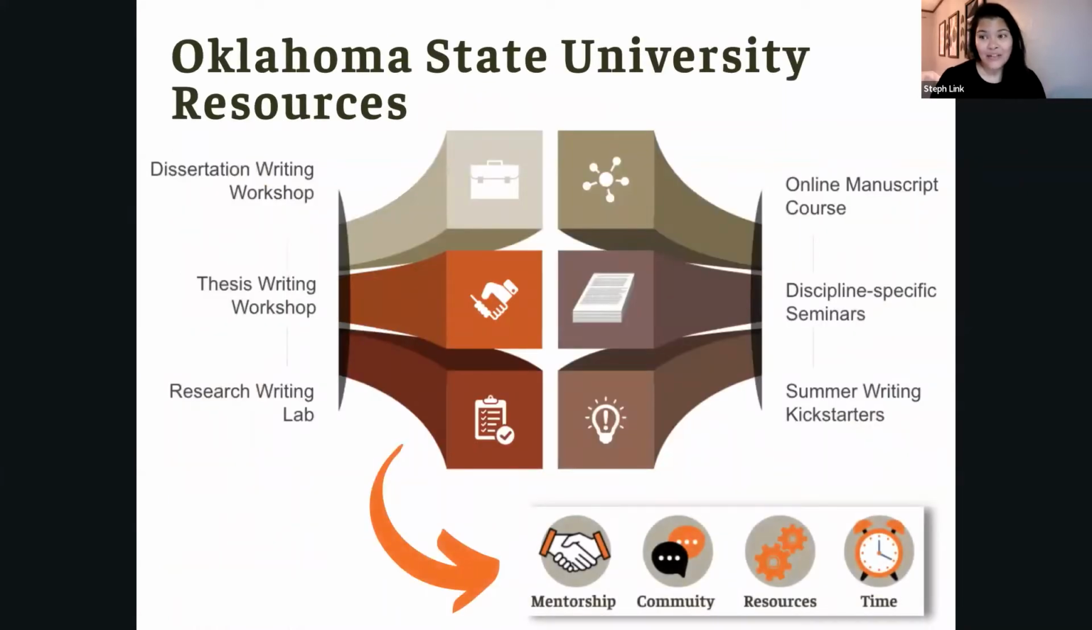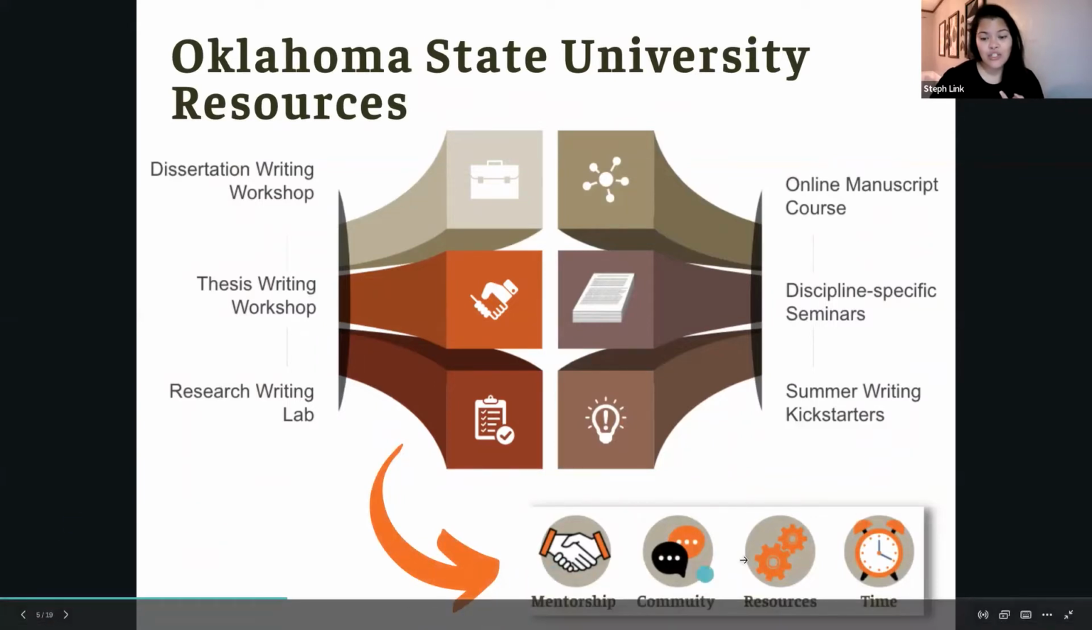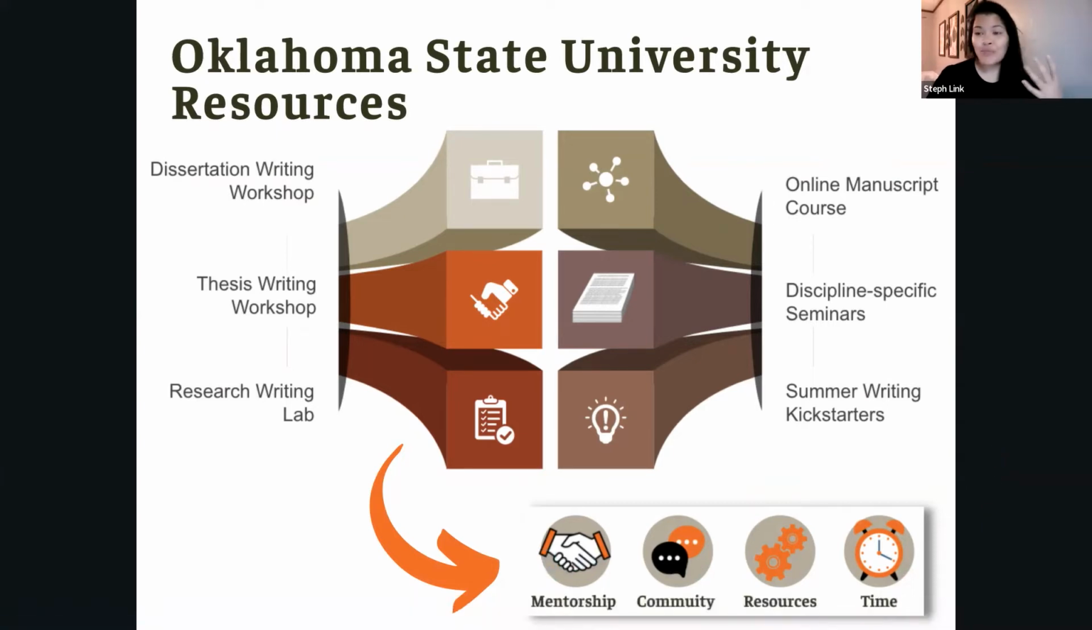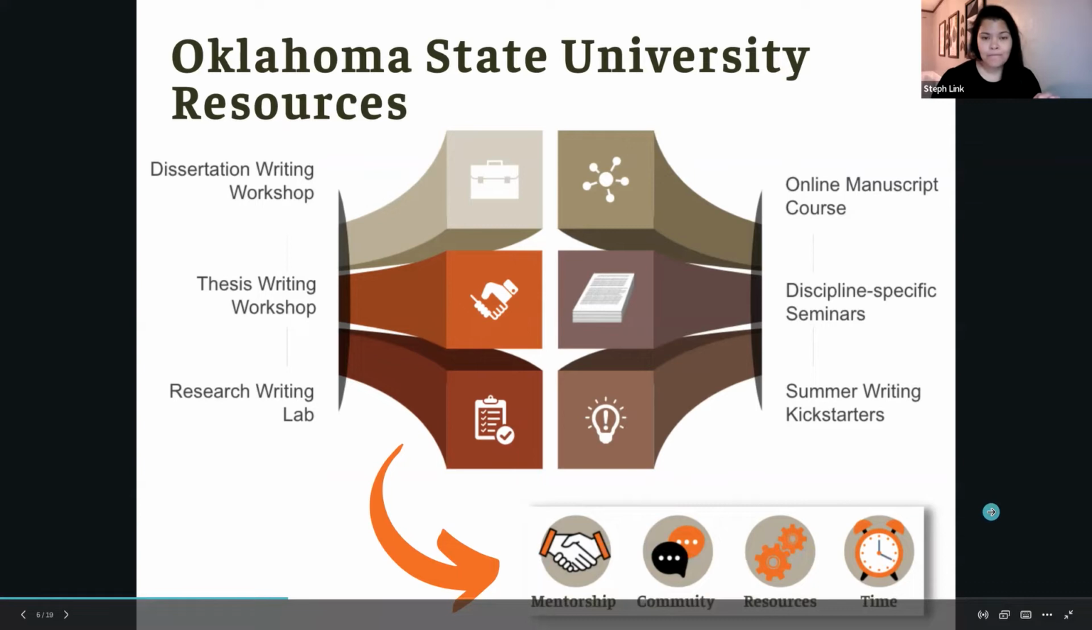At Oklahoma State University, we have been able to address the first 4 pain points: mentorship, community, resources, and time. We've done this by creating dissertation writing workshops and thesis workshops. We have a research writing lab, especially for undergraduate and graduate researchers. I have an online manuscript writing course. We also provide seminars about writing that are specific to the disciplines. And then we have summer writing Kickstarter events. So lots of different resources are coming together to address these 4 components.